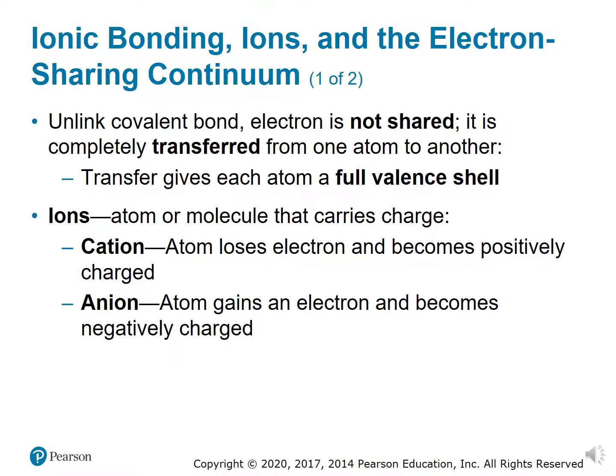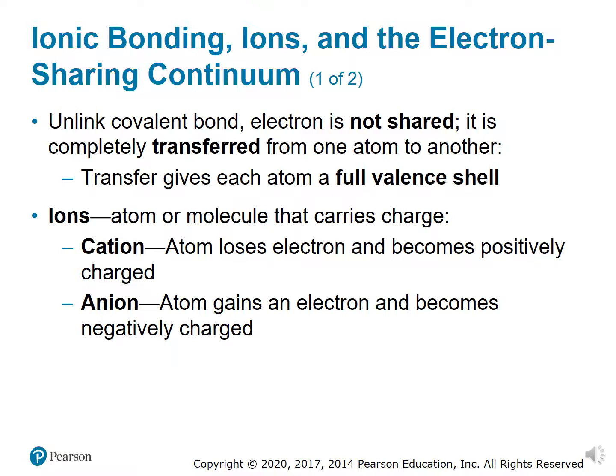Now, another type of bond is an ionic bond. In this case, the electrons are not shared, they're actually transferred from one atom to another. So if an atom loses an electron, it is called a cation, and it becomes positively charged. Why is that? Because remember, the number of protons and electrons are balanced in an element. So if it loses an electron, that means that there's more protons. And because of that, it has a positive charge.